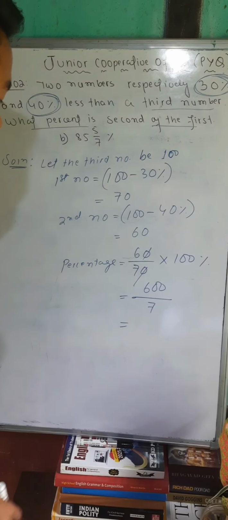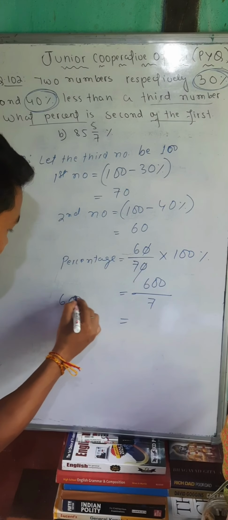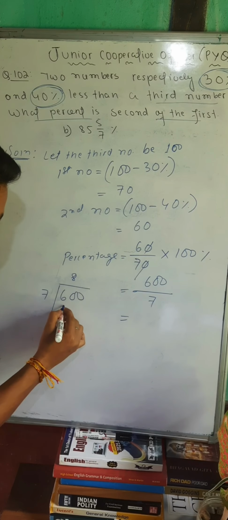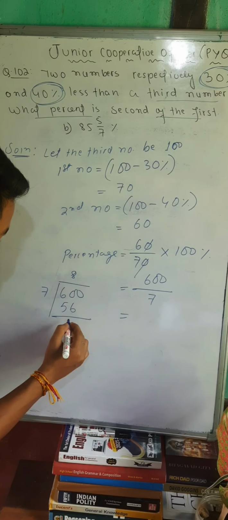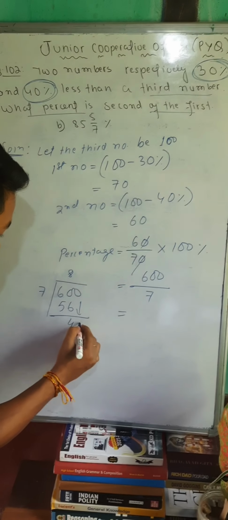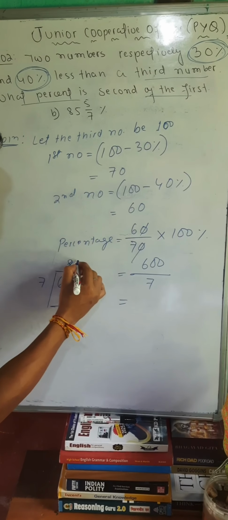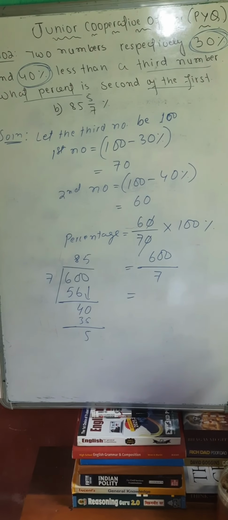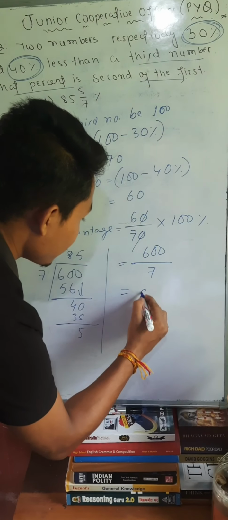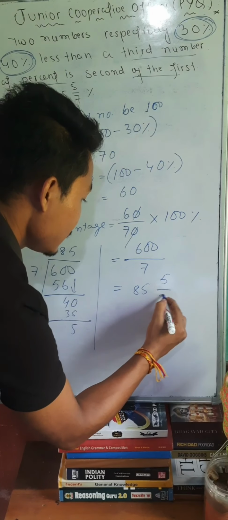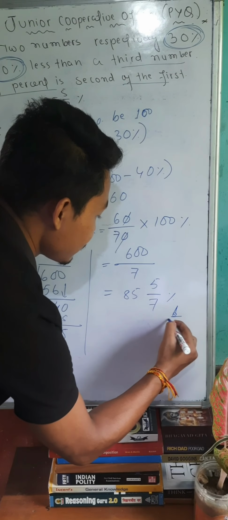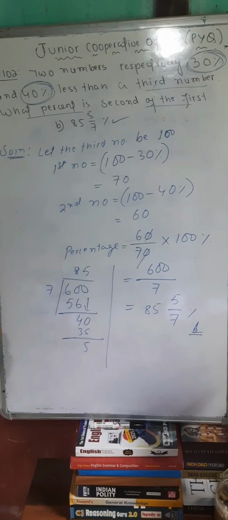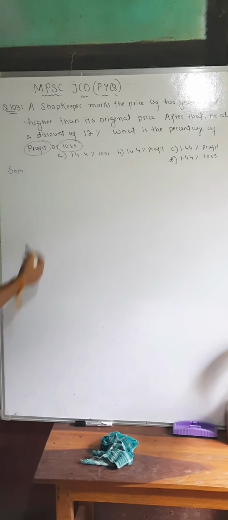Now we need to find what? The mixed fraction. 7, how much is this one? 7 eights are 56, which gives us 4, then 0. 7 fives are 35. The remainder is 5. So here it gives us 85 and 5 by 7%. That is the final answer: 85 and 5 by 7%.